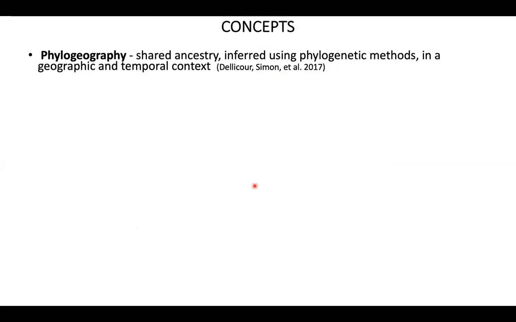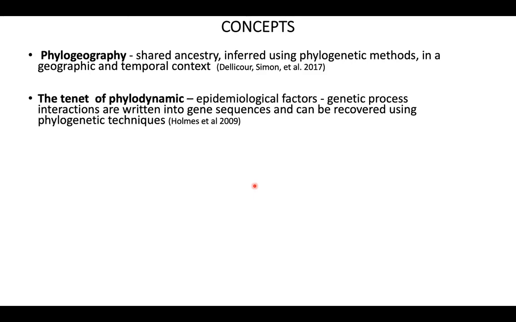I want to take you through a few concepts that form the background of my method. That is phylogeography, which implies studying evolutionary relationships in space and time using phylogenetic methods. The belief in phylogeography is that how the lineages evolve in space and time is written into the gene sequences. In other words, as the viruses evolve, they acquire informative mutations, and therefore we can use these mutations as sequence tags to track the virus as it spreads from place to place.